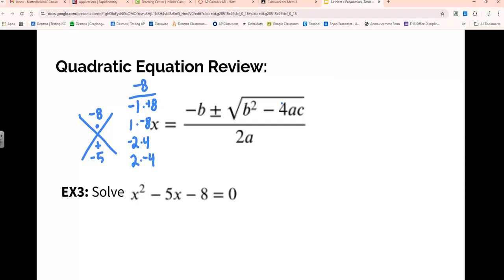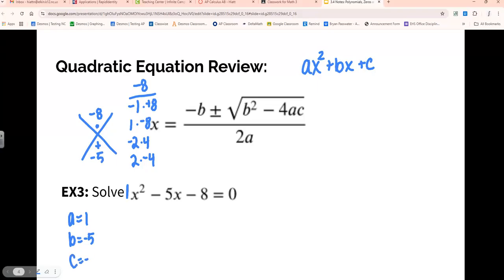The A's, B's, and C's are the numbers in front of your variables. The number in front of your x squared is always your A. The number in front of your x is always your B. The last number, the constant, is your C. You need to have everything on one side. What is my A in this case? I don't have a number in front of the x squared, so it'd just be 1. So my A is 1, my B is negative 5, and my C is negative 8.